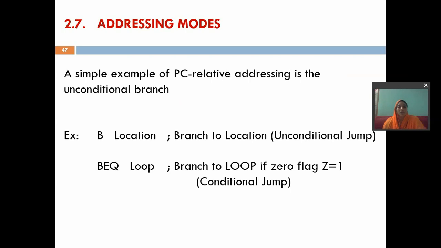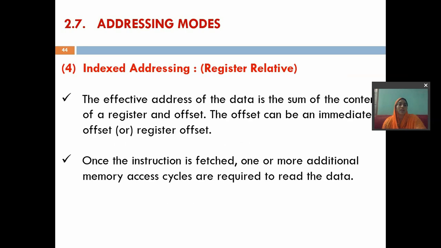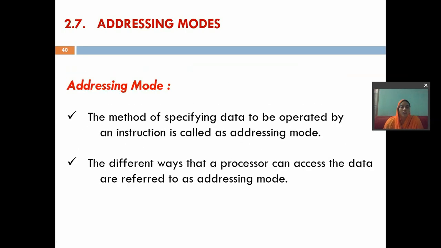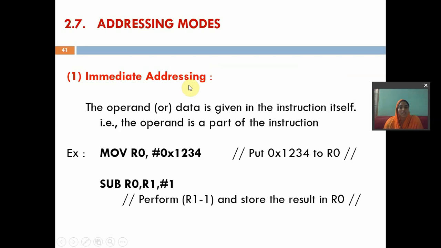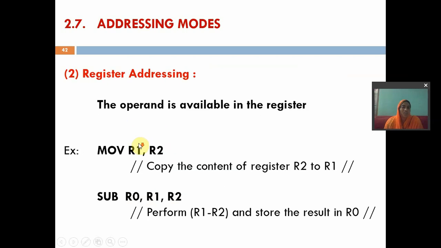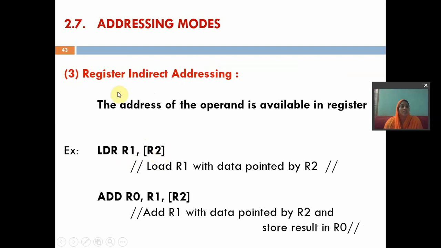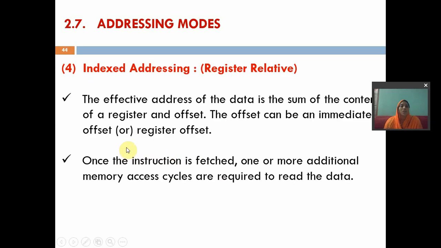So this is about today's class. We have discussed the different addressing modes of the ARM processor. We have mainly five types of addressing modes. Immediate addressing mode: here we move the immediate data to a register. The second one is register addressing mode, where both source and destination are registers. The third one is register indirect addressing mode. We give the address of the data in the register, so for example, whatever the data in the R2 register's memory location is moved to R1.